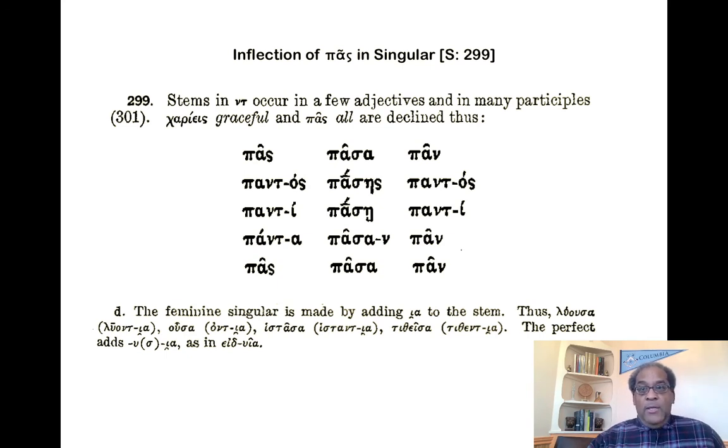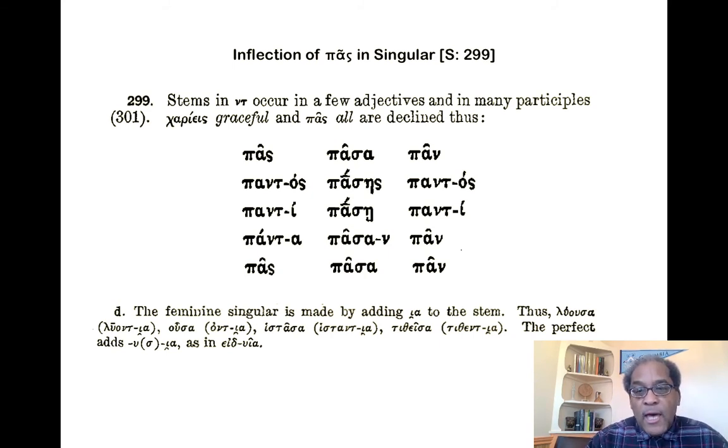Otherwise, you're just seeing your endings, ος for the genitive, ι for the dative, and α for the accusative singular, added to πάντ-, the stem. As for the nominative singular masculine, πᾶς, that's just a little complex, and I'm not going to worry about that. Just, you know, learn it. πᾶς, πᾶσα, πᾶν.